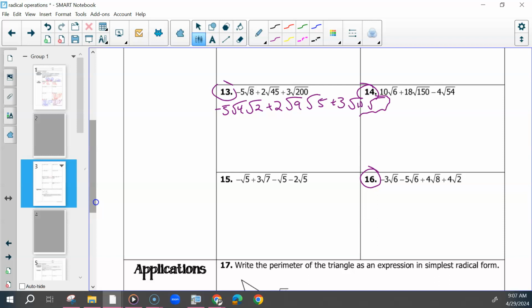132. Yep. So we have negative 4 times 2 root 2 plus 2 times 3 root 5 plus 3 times 10 root 2. And then simplify each piece. Negative 10 root 2 plus 6 root 5 plus 30 root 2.